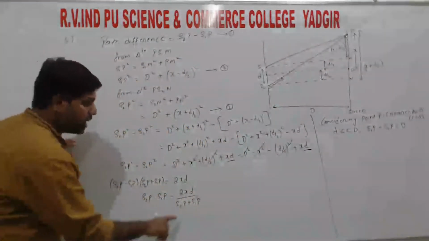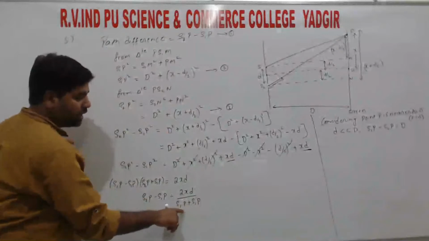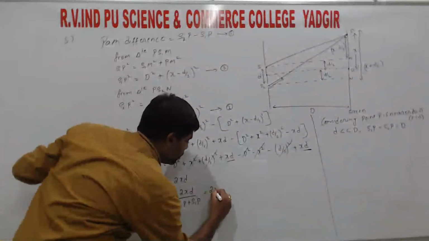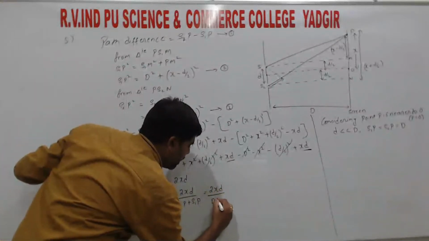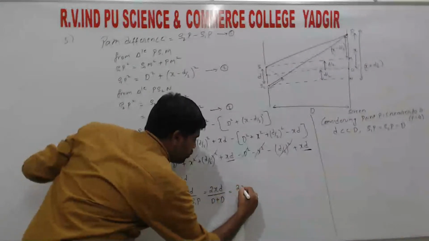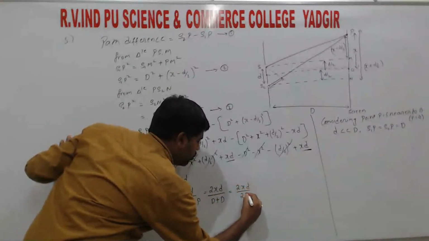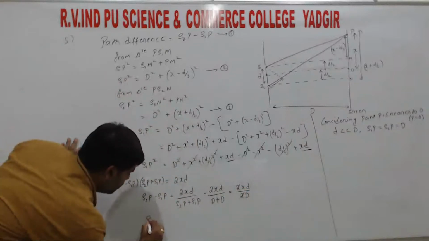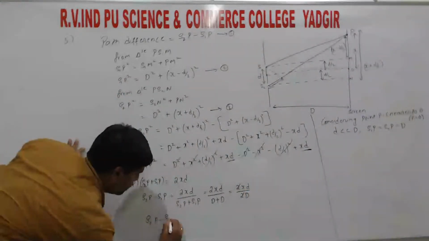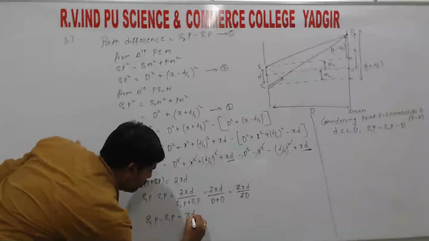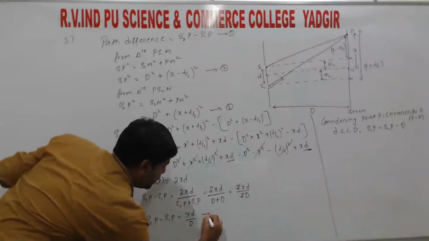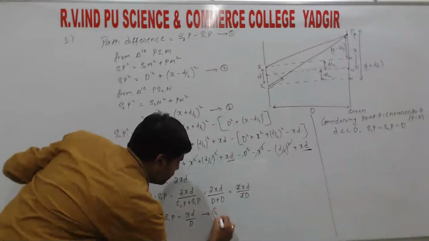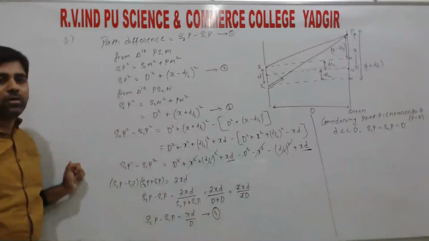So substituting here S2P plus S1P as D plus D, in the numerator 2xd divided by D plus D, so 2xd divided by 2D. The 2 gets cancelled, right? So S2P minus S1P is equal to xd divided by capital D, calling this the fourth equation, right?